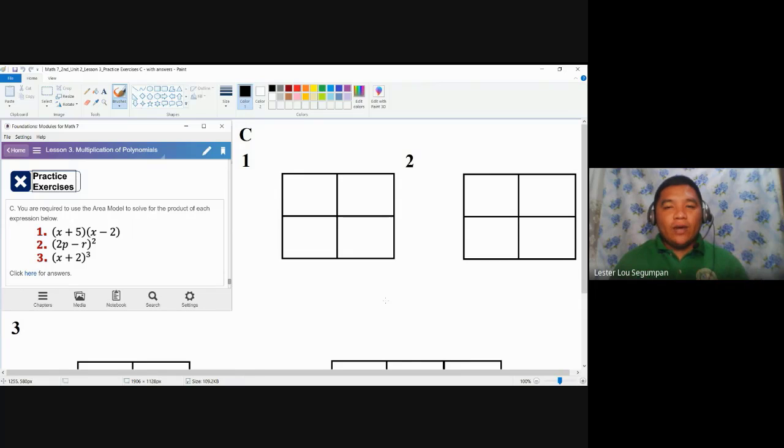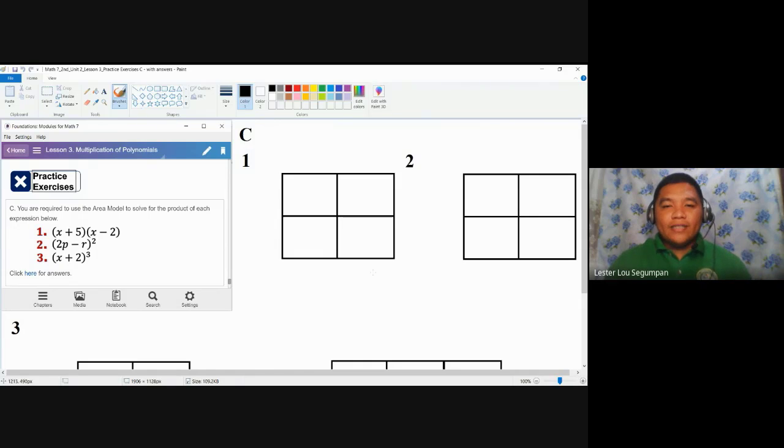As to why you are required, it is because I want you to experience using this method and the other methods and compare them, and later on decide for yourself which method is easier for you to use, which method is more comfortable for you. At the end of the day, it's up to you which method you will use, whether the distributive property, including the FOIL method, or this area model, or any method that you have come up with, as long as they follow mathematical procedure properly.